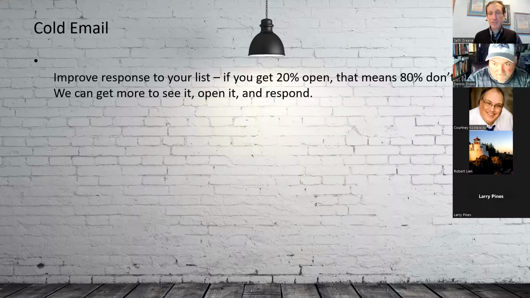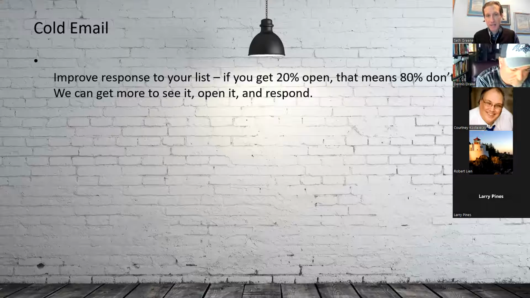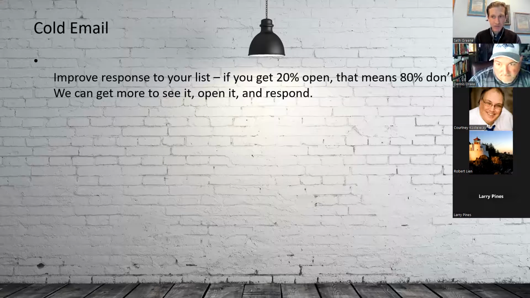So if you get a 20% open rate on your normal emails, that means 80% of those people aren't opening your email. You can use this to get a lot more of them to see it, open it, and respond. For those of you who have your lists in a software provider like MailChimp or Constant Contact or Infusionsoft, I exported my list from Infusionsoft, imported it into this, and started sending with this.